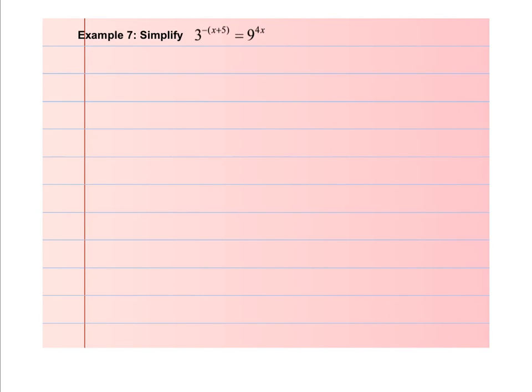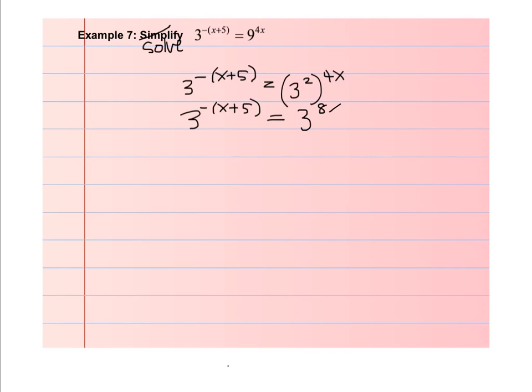Okay, here's our last example. Again, this one is a solve. And we want to get like bases. So we already have a base of 3 on the left-hand side, so I want to get a base of 3 on the right-hand side too. So I have 3 to the negative x plus 5 equals, I'm going to rewrite 9 as 3 squared. So then what I really have is 3 to the negative x plus 5 is equal to, again, if I just multiply the 2 and the 4x, that's 8x, so 3 to the 8x.